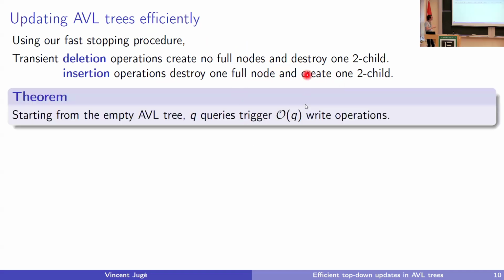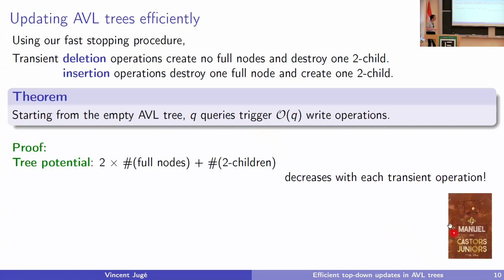And now, from these 2 observations, we can prove that if you start from the empty AVL tree and you perform Q queries, then you will have a linear number in Q of write operations. And the proof is exactly following the same pattern as what was used for weak AVL trees. You just have some tree potential. In our case, the potential of a tree is just twice the number of full nodes plus once the number of 2 children. And if you look at it, each transient operation that you had here or here decreased the tree potential.